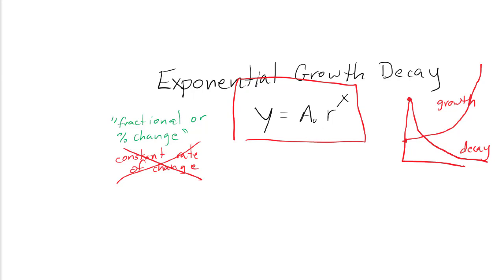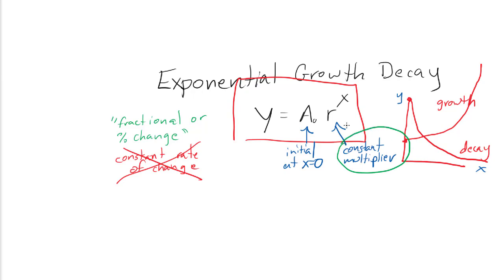And what do these components mean in this function? Well, y is your y value. x is obviously your x value on the curve, on the axes. A0 denotes your initial amount. That is the amount of money, the amount of bacteria, whatever that initial amount might be at x equals 0. r is our constant multiplier. This is an important one to note. Students mess up the calculation of r frequently.